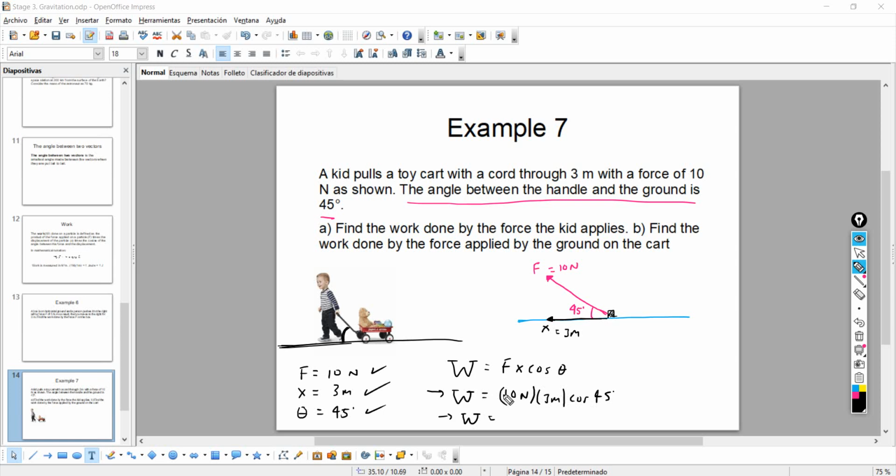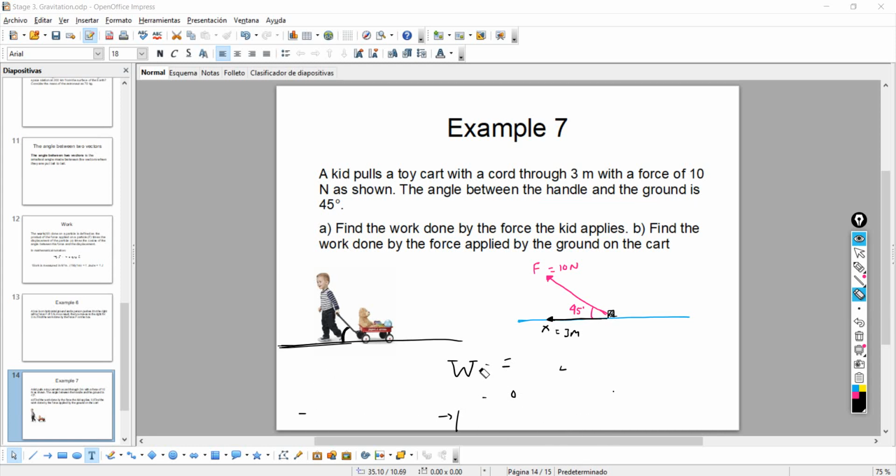I'm going to grab mine and calculate all of that stuff. You're going to get 15.759 joules. Once again, why joules? Because 1 joule is a newton times a meter. So this is what you have. This solves question A, guys. This is the work done on the little cart by the force that the kid is applying on the cart. Now I'm going to erase all of this because we have another question.